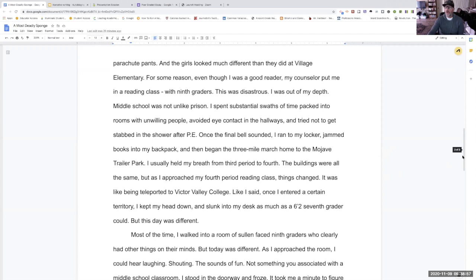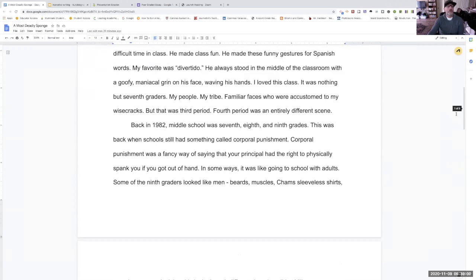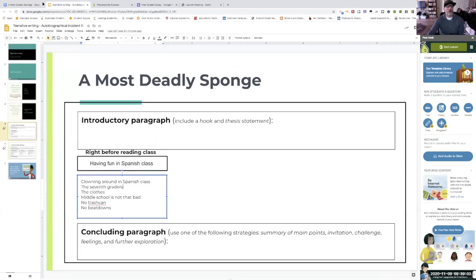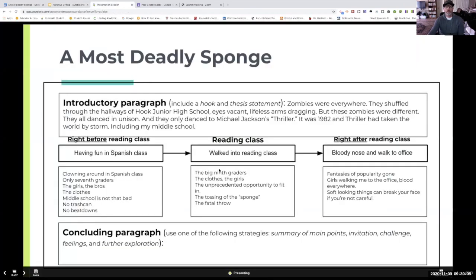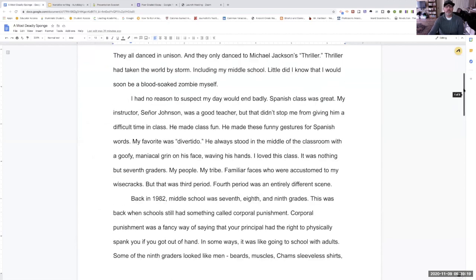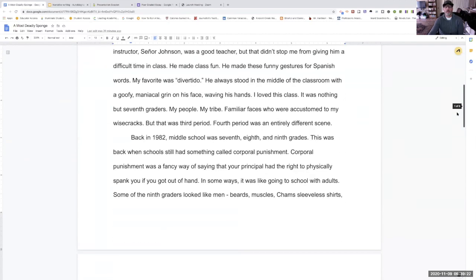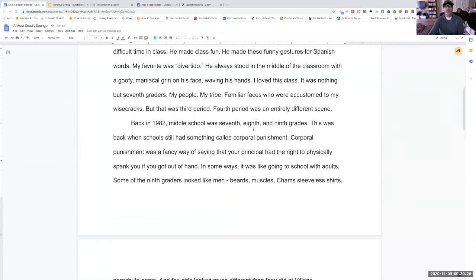All right, so let's go back here. So really, this particular paragraph, back in '82, is almost more of an extension of the part before the event. I haven't gotten to class yet, so this is almost like a bonus paragraph.